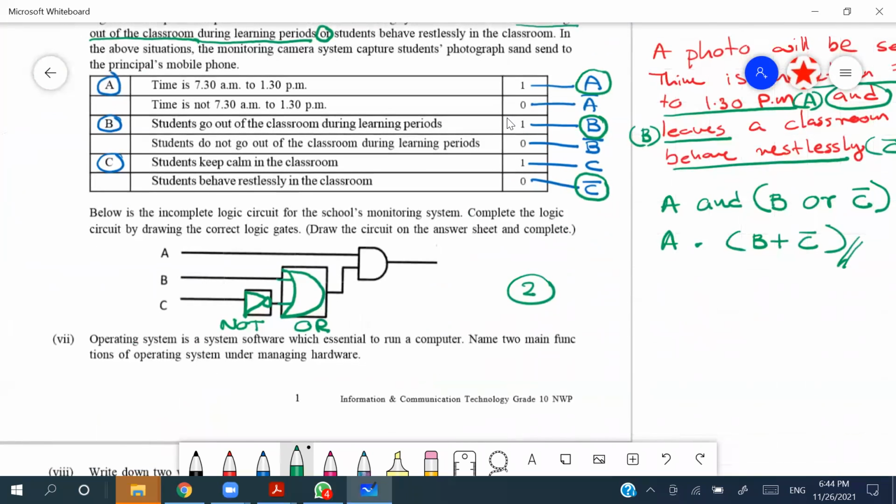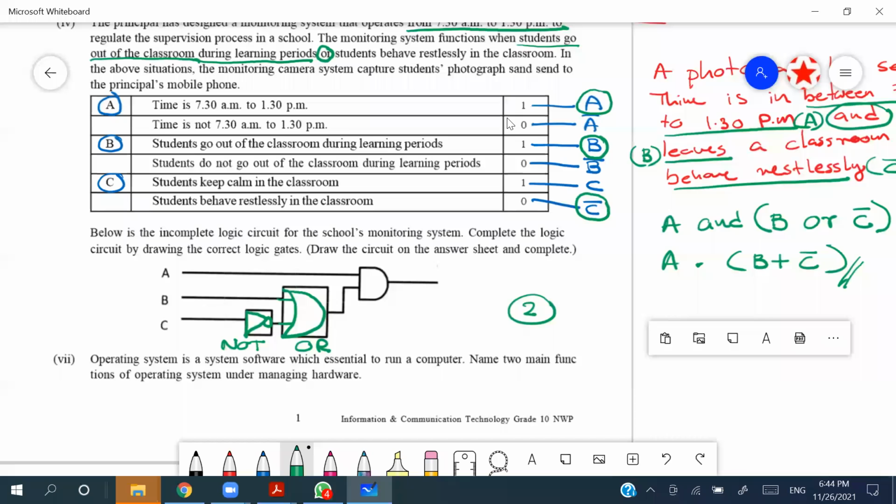Right? So the seventh one says, operating system is a system software which is essential to run a computer. Name 2 main functions of operating system under managing hardware. So we learned there are 2 major things that operating system does. One is providing graphical user interfaces to the user. And the second thing is managing hardware. Under managing hardware, there were several things: memory management, process management, security management, device management, network management. You only need to have 2 of them. Any two of those will be taken as the correct answer. So that will take 2 marks as well.